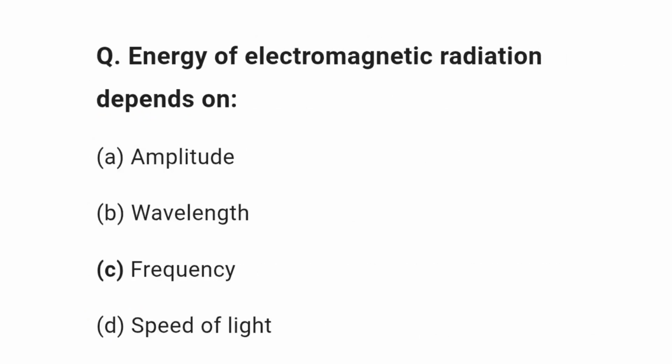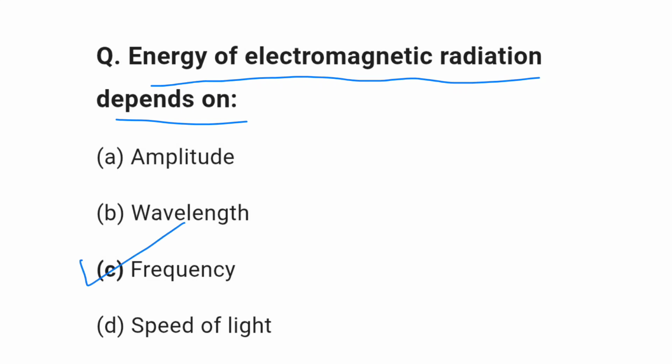Next question. Energy of electromagnetic radiation depends on amplitude, wavelength, frequency, speed of light. The right answer is option C, frequency.